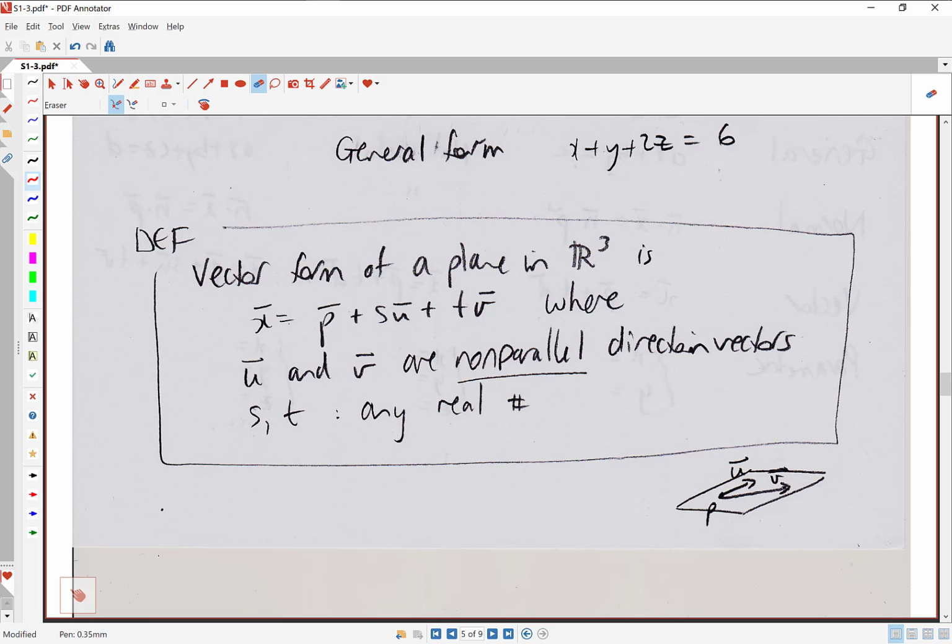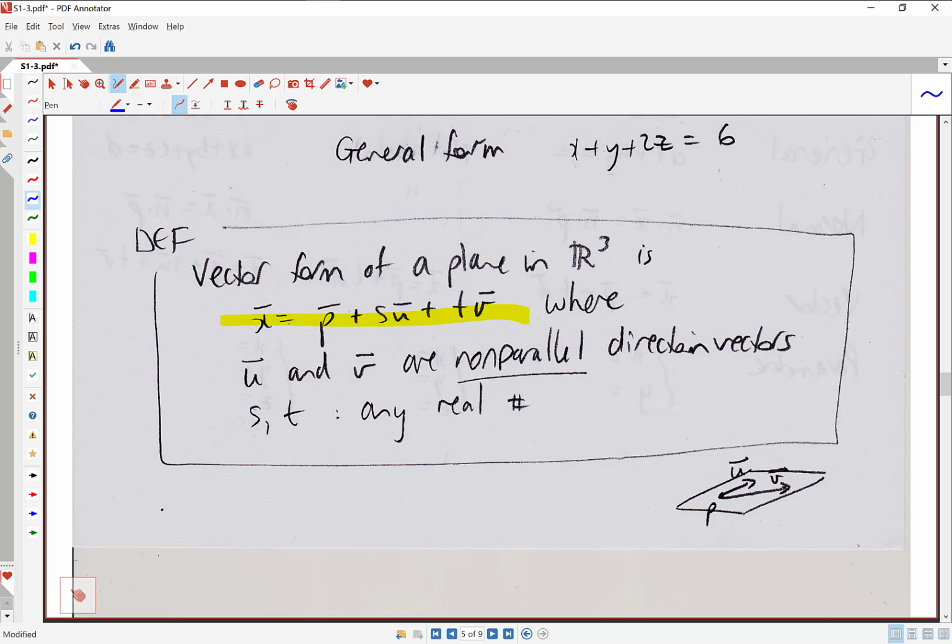So last idea that we need here then is the idea of vector form of a plane in R3. So that's going to look like vector x equals vector p plus s times vector u plus t times vector v, where u and v are non-parallel direction vectors, and s and t are any real numbers. So let's try to understand just from a geometric point of view why this highlighted equation here really describes a plane.